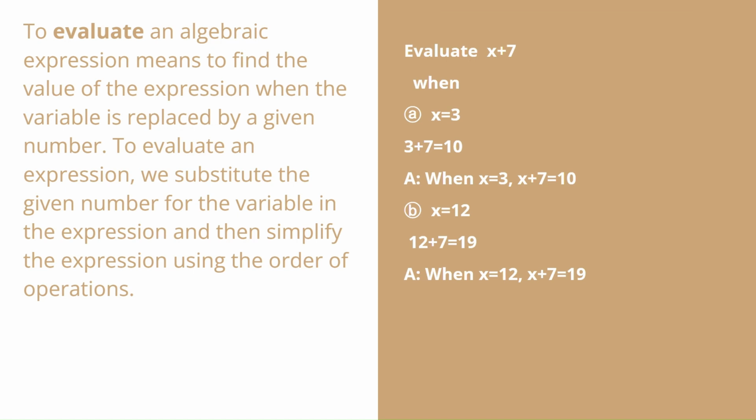To evaluate x plus 7 when x equals 3, x plus 7 equals 10. When x equals 3, x plus 7 equals 10. This would be the answer. And when x equals 12, 12 plus 7 equals 19. So when x equals 12, x plus 7 equals 19.